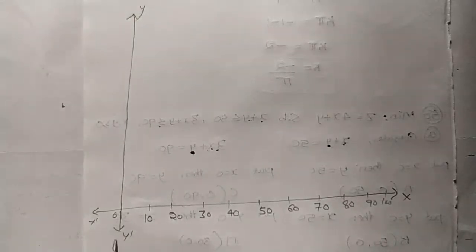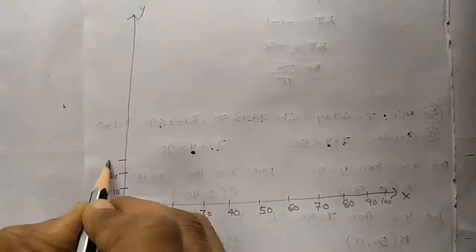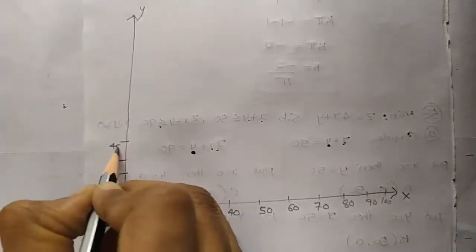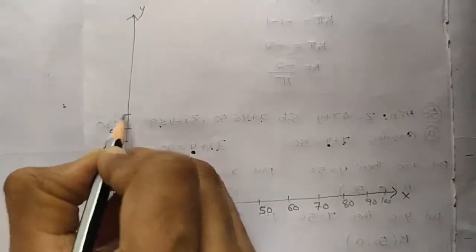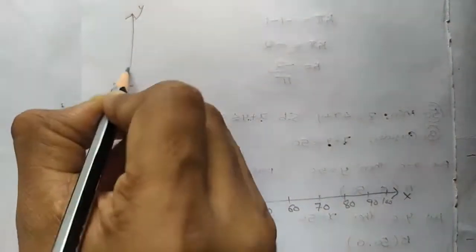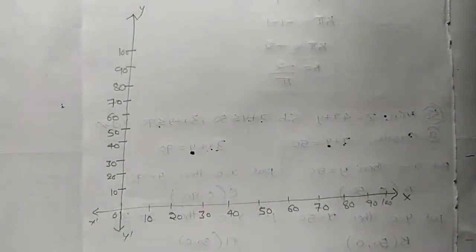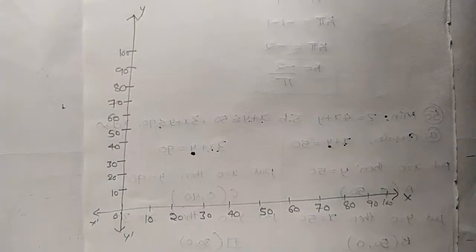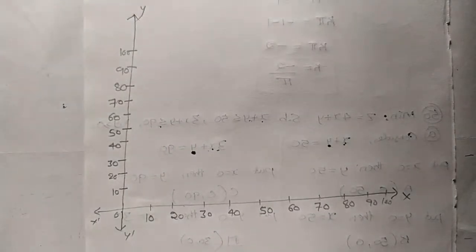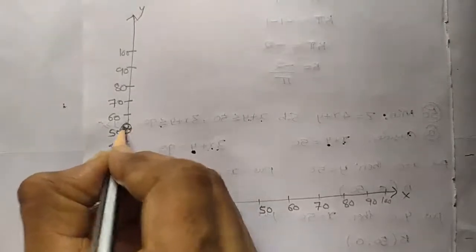Now take the values on y-axis, 10 differences: 10, 20, 30, 40, 50, 60, 70, 80, 90 and 100. Now see the points. The point A is what? Point A is 0, 50, x is 0, y 50. It is a point A.